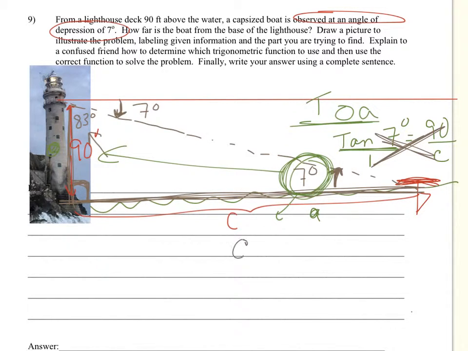And then at the very end, to get C by itself, you'd be dividing by that tan of 7 degrees, and the number we had up above was 90 times 1. Solution here is about 733 feet, which seems like a long ways away, but again, this angle of depression is a very small angle. They're looking far off into the distance. That's it for problem 9.